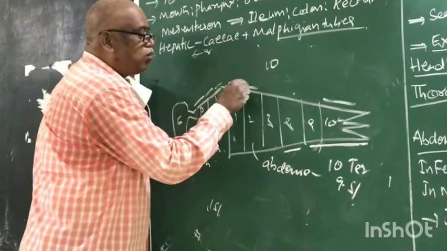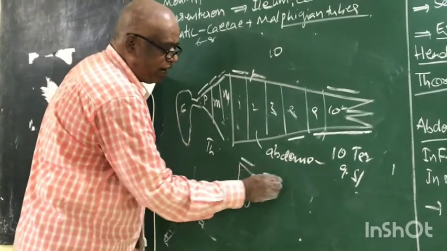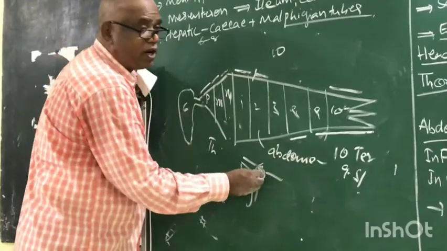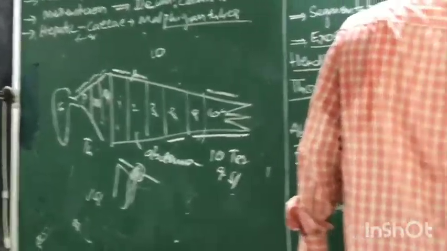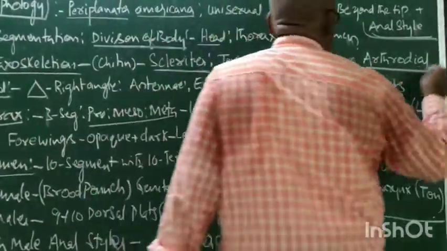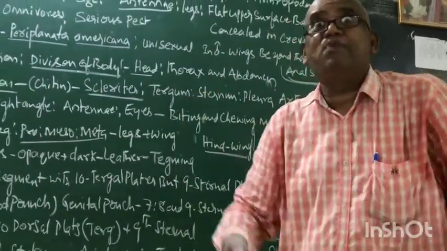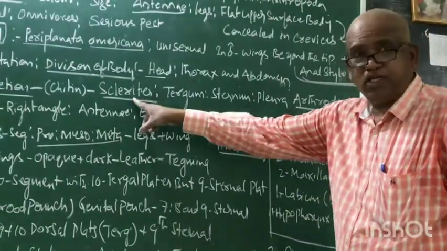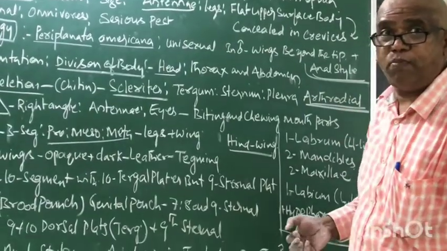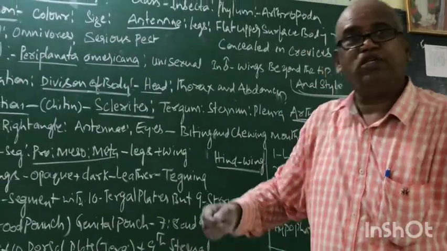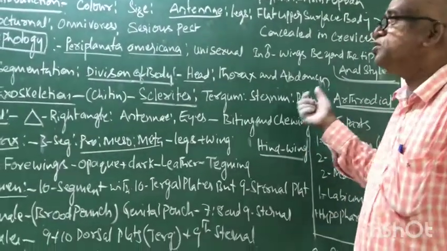One sclerite and another sclerite are connected by a membrane. That membrane is called the arthrodial membrane. One brick and another brick are joined by cement; similarly, the sclerites are connected by the arthrodial membrane. Due to the presence of the arthrodial membrane, the segments move freely and flexibly. Now this is about the chitinous exoskeleton.